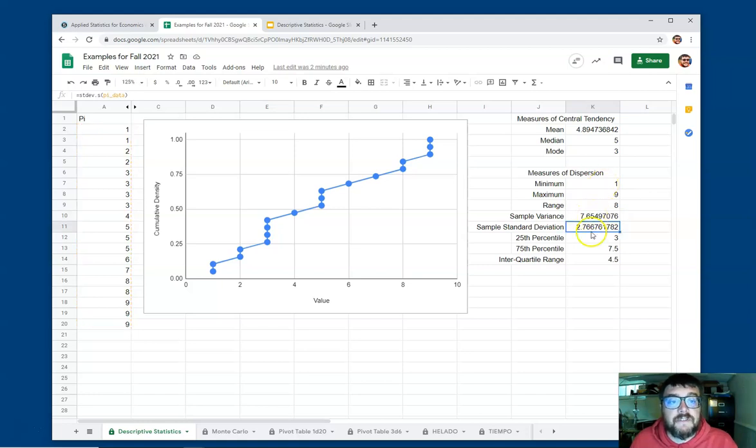Likewise, sample standard deviation, that's STDEV.S, and then the input range again. That gives us standard deviation. You see those two are exactly the same as we found in SPSS because they use the same formula.